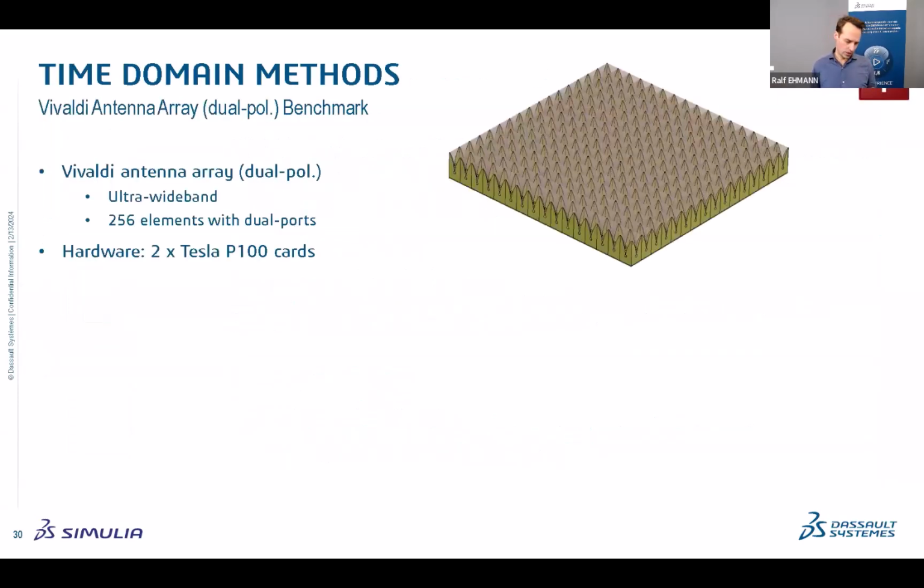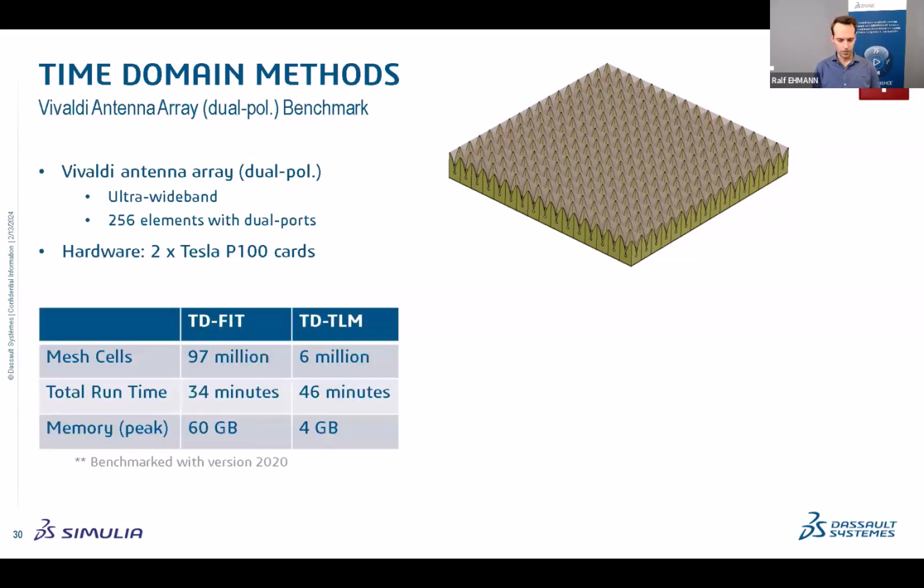Okay, let's get to one benchmark just on the time domain methods, because I think this is always useful when we're talking about these very nice solvers, just to get some real numbers out. In this case, we have a Vivaldi antenna array with dual polarization, and it's an ultra wideband model with 256 elements, and it's executed on 2 P100 cards. And so, yeah, let's just look at how they stack up.